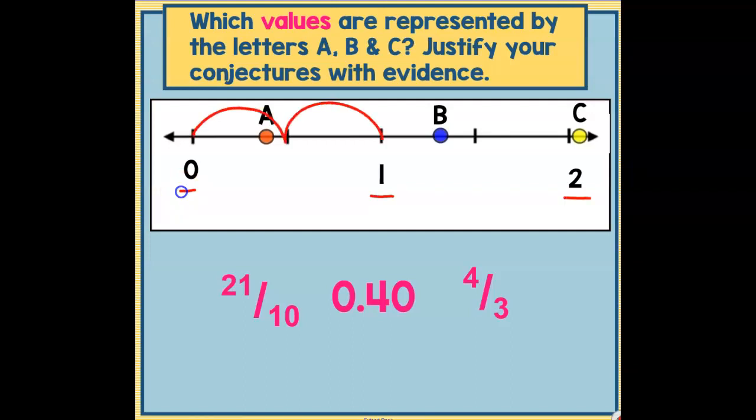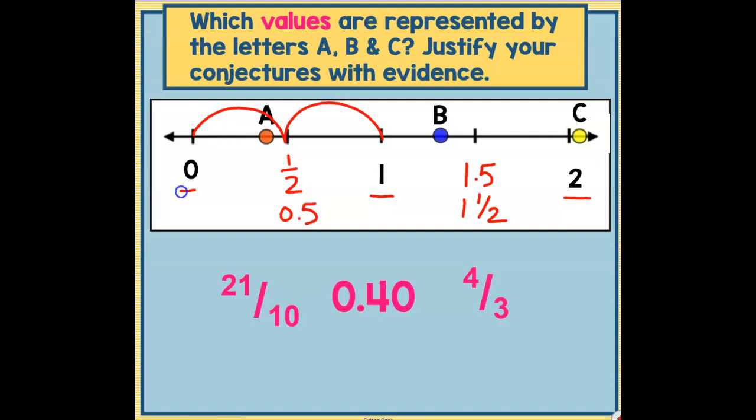1, 2 jumps, so each one is 1/2 or 5/10. 1, 1.5, or I could think of it as 1 and 1/2, 2. Okay, so now let's look at my choices. 21/10. Whoa, 21 is bigger than 10, so I know that this is an improper fraction. I don't like improper fractions because it's hard for me to picture, so I want to make it into a mixed number. How many times does 10 go into 21?